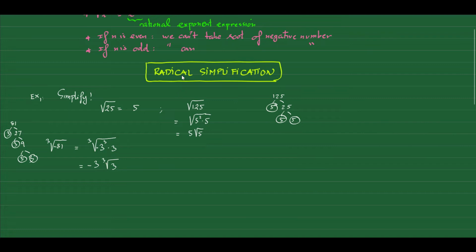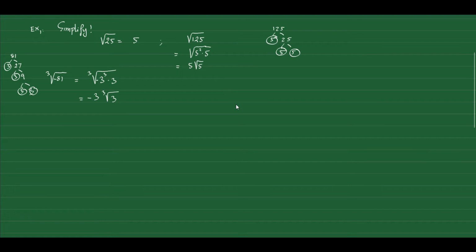What if I have this? What if I have a fourth root? I want to find the fourth root of 625. Let's just try to do something else. How about the fourth root of... how about the fifth root? How about the fifth root of negative 243?